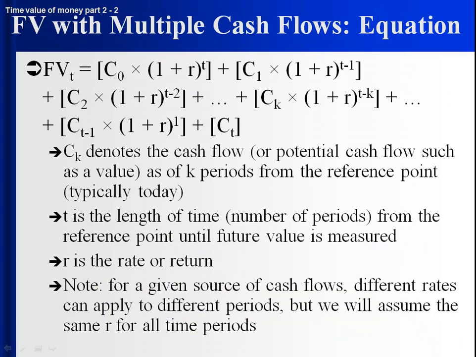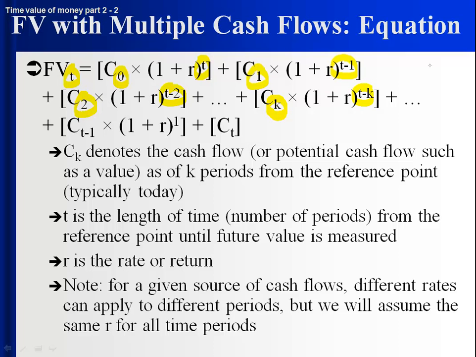This is the formula, and hopefully you're not intimidated by it. The cash flow at time 0, you can think of it as the amount you put in the account at time 0, will compound for t periods, if we want to know how much we'll have in t periods. Put some in 1 period later, it only has t minus 1 periods to compound. Put it in 2 periods, it only has t minus 2. If you put it in at any point in time k, it only has t minus k.